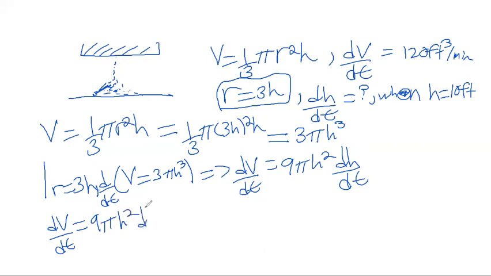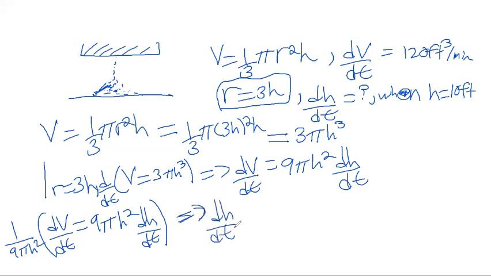So I have the formula here again. Since I want to solve for dh/dt, I'm going to multiply by the reciprocal of 9 pi h squared, which is 1 over 9 pi h squared. What that gives me is dh/dt equals 1 over 9 pi h squared times dV/dt.